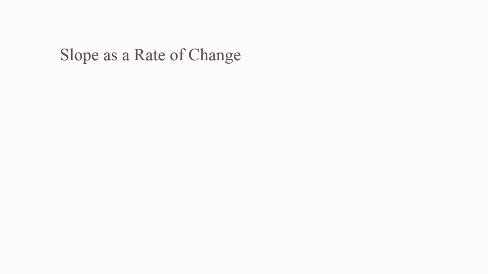Slope as a rate of change. Slope is a ratio of rise to run. For our unit ratio, the run is 1, meaning our rise is equal to the slope. Our rise is the change in y, and our run is the change in x.